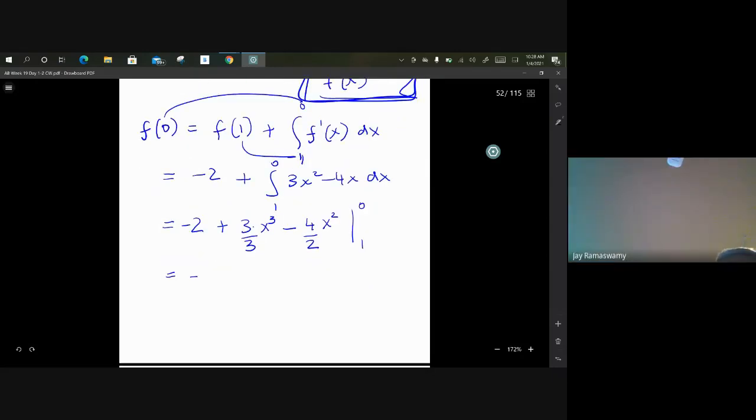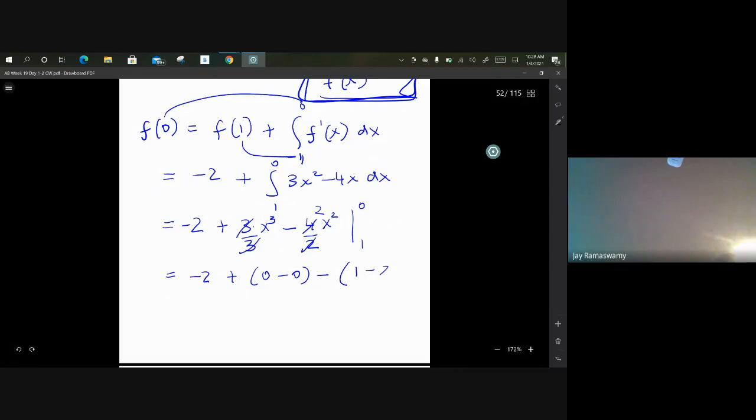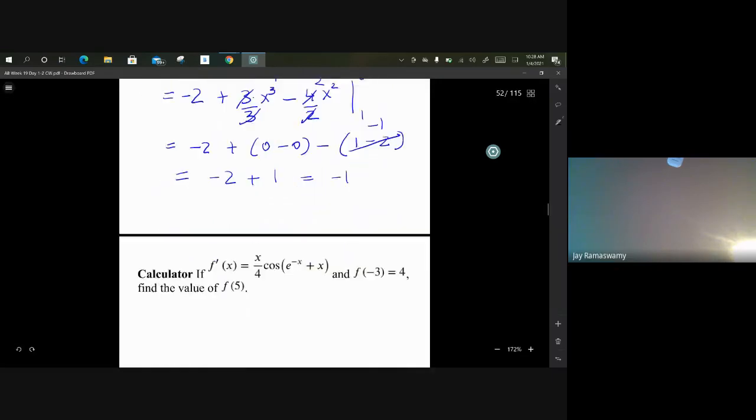So you say, okay, that's stupidly simple. -2 plus, what's 0 cubed? 0. So is the upper limit just 0 minus 0? Yes. Minus, what's 1 cubed? 1. Minus 2? Yes. And then last step, don't forget to bring down the negative. And what's negative of -1? 1. So is the final answer -1? Okay, was that stupidly simple? Yes. Sort of. Okay, let's do another example using the net change corollary.